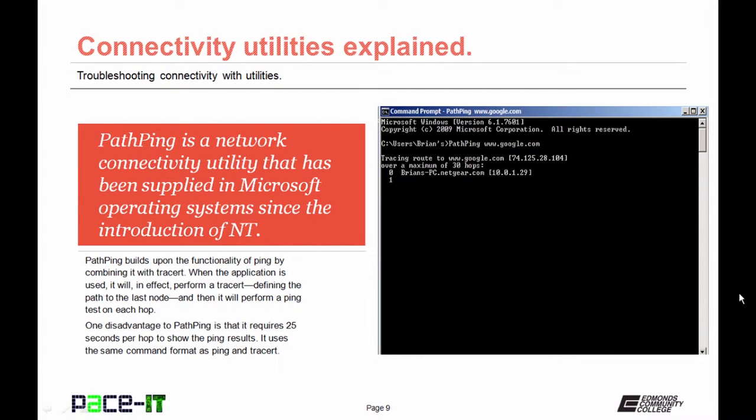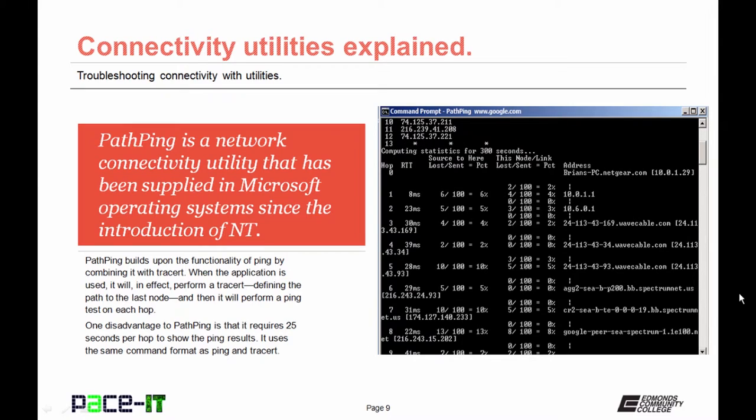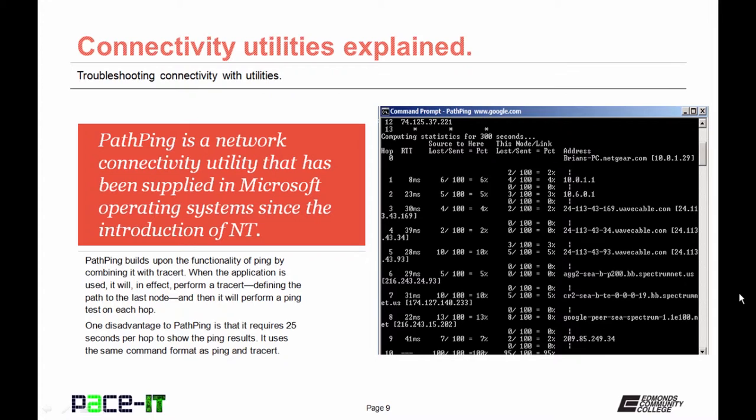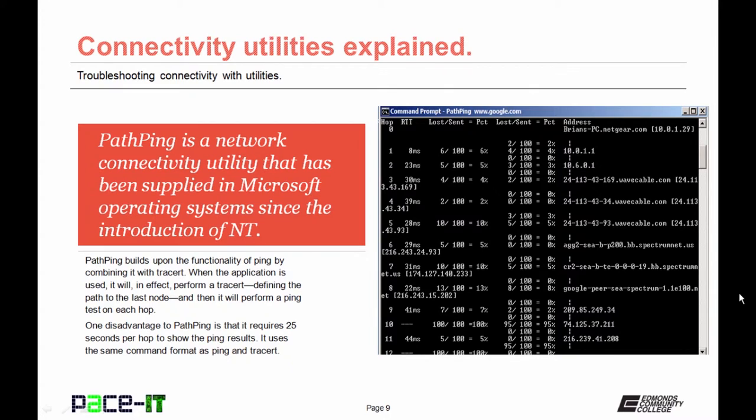Then there is pathping. It is a network connectivity utility that has been supplied in Microsoft operating systems since the introduction of NT. Pathping builds upon the functionality of ping by combining it with tracert. When the application is used, it will, in effect, perform a tracert command, defining the path to the end node, and then it will perform a ping test on each hop. One disadvantage to pathping is that it requires 25 seconds per hop to show the ping results, and it uses the same command format as ping and tracert.